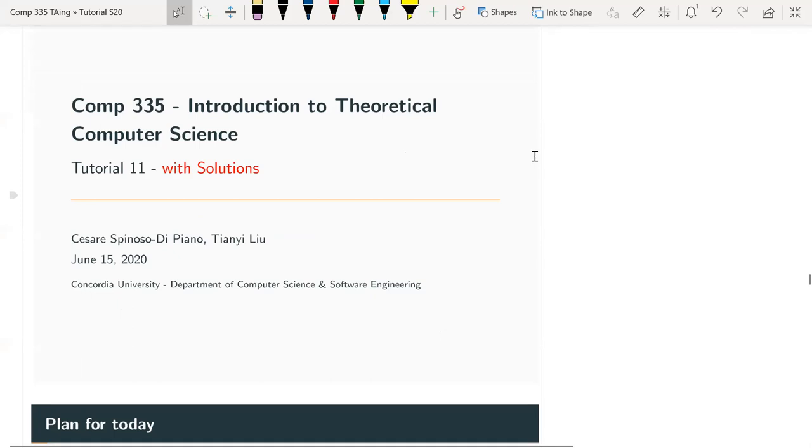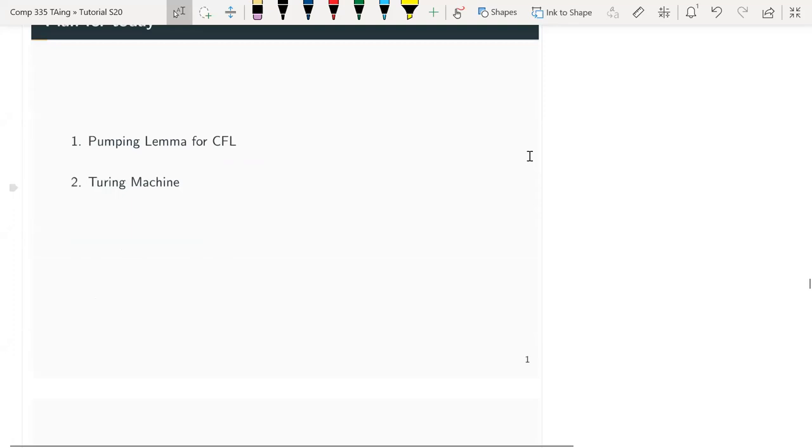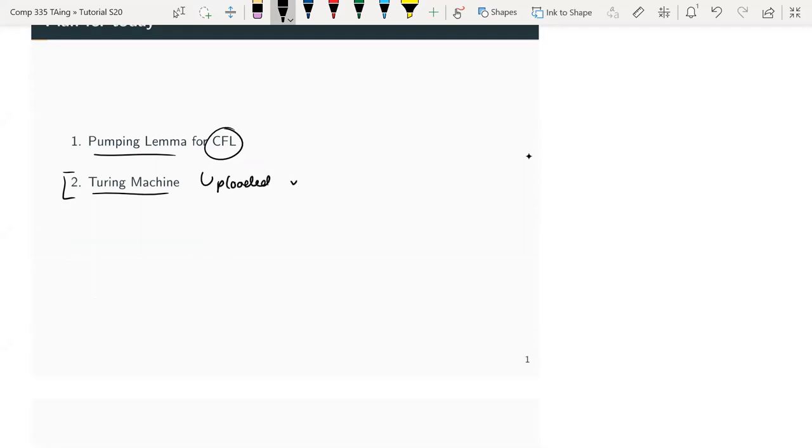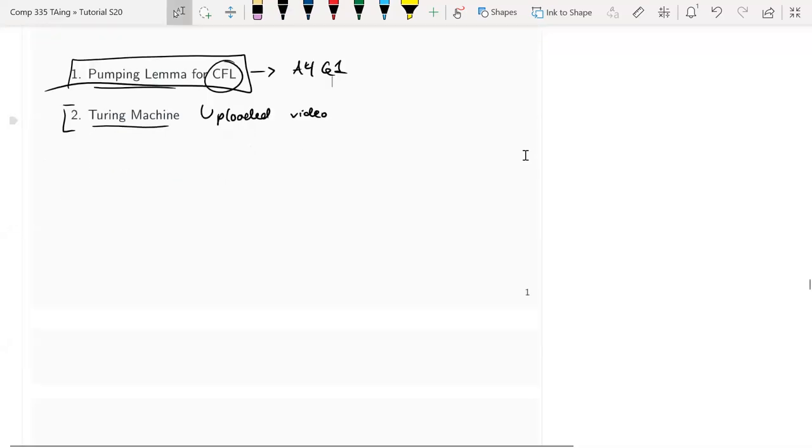So welcome back everyone to your Comp 235 tutorial. In this tutorial we'll be looking at the pumping lemma for context-free languages, and we're also going to be looking at Turing machines. Although I doubt that we're going to have any time to look at Turing machines in class, so I've already uploaded a video on Moodle that deals with the second section of the tutorial, which is on Turing machines. So really, I think in person we're only going to be focusing on the pumping lemma for context-free languages, which is going to help you with your assignment four, question one. Okay, so let's get right into it.